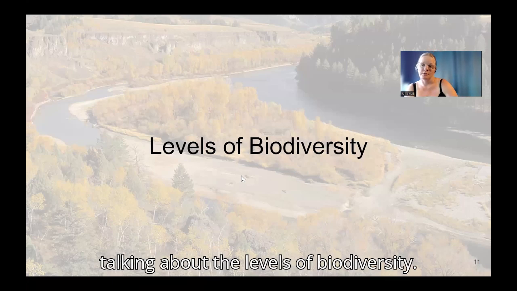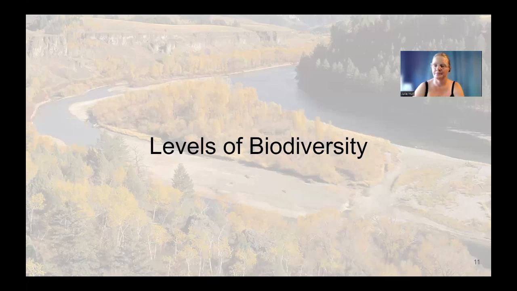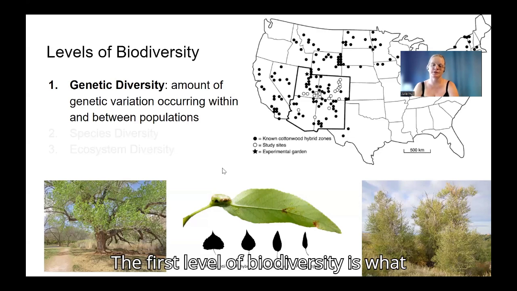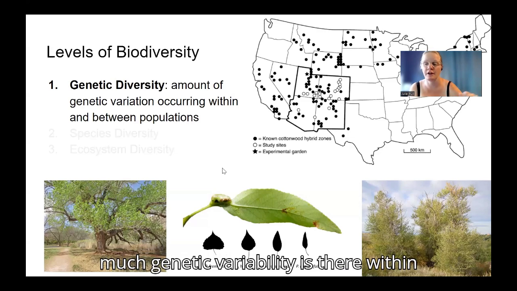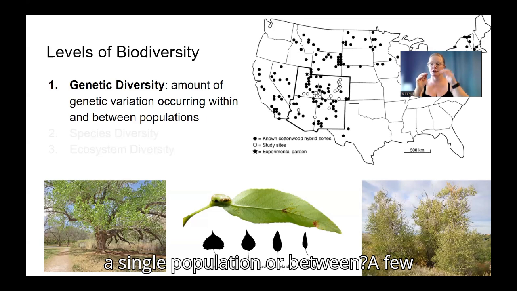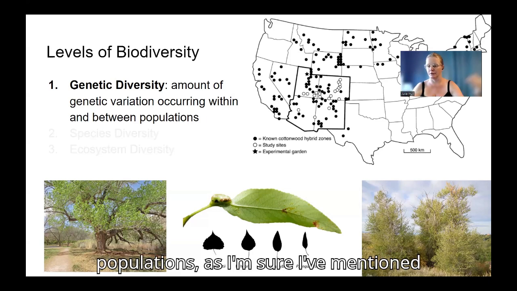First of all, we're going to start talking about the levels of biodiversity. The first level of biodiversity is what is happening at the genetic level. How much genetic variability is there within a single population or between a few populations?